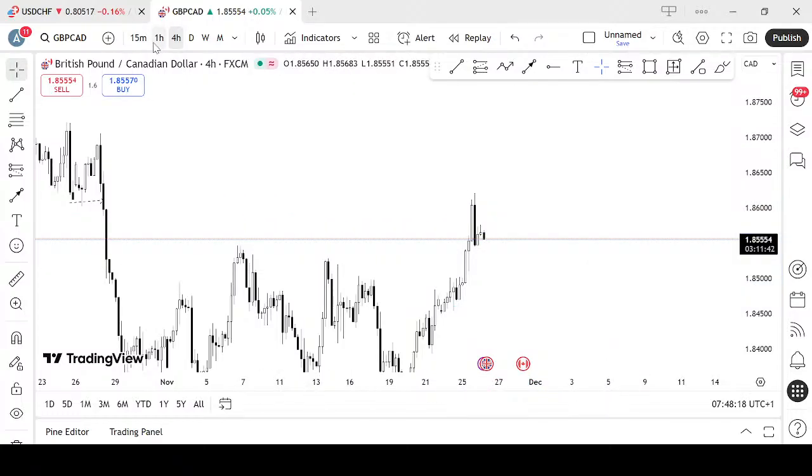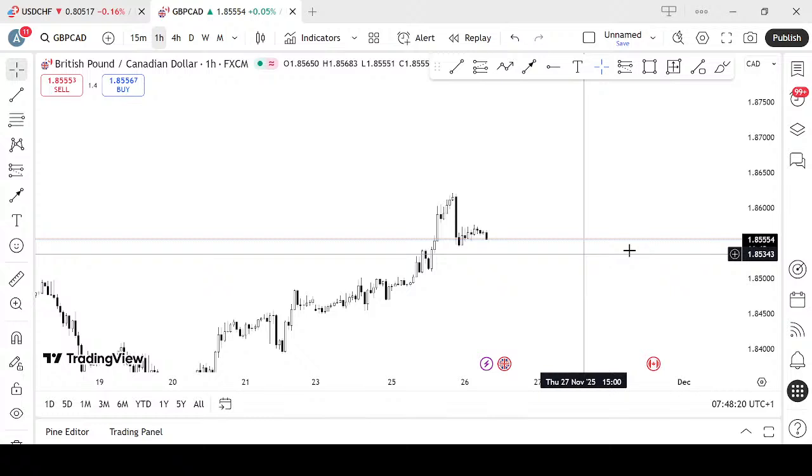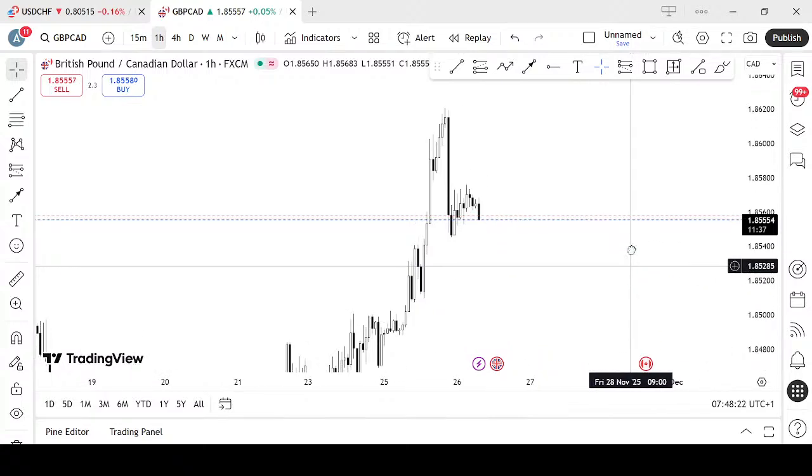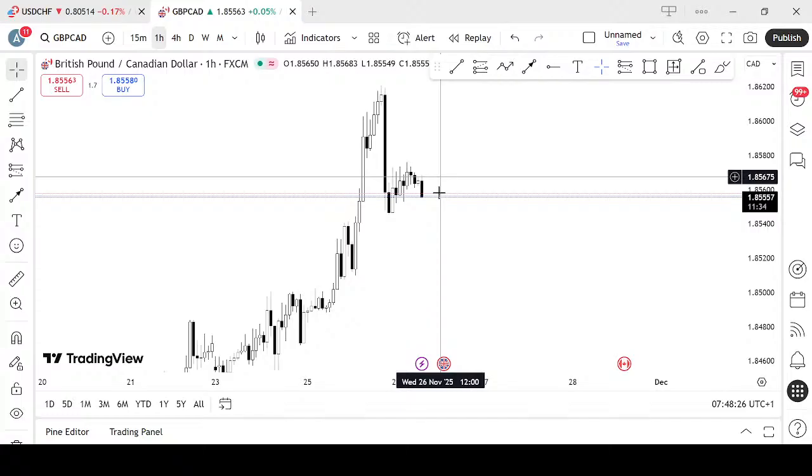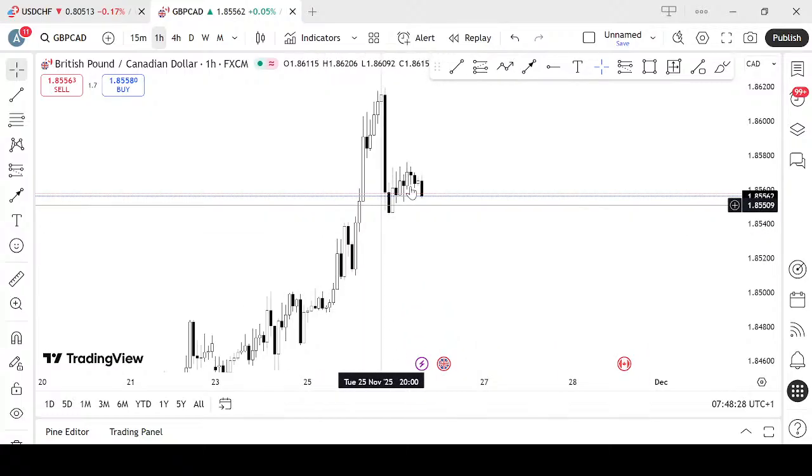But on the 1 hour time frame, we're looking forward to see a bearish engulfing. Yeah, this is one here. After the close of this candle, I'll be taking a sell position on this.